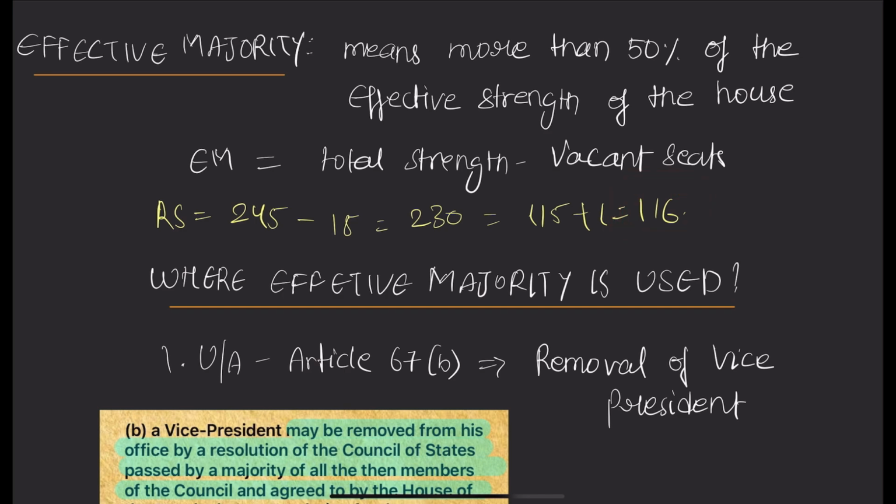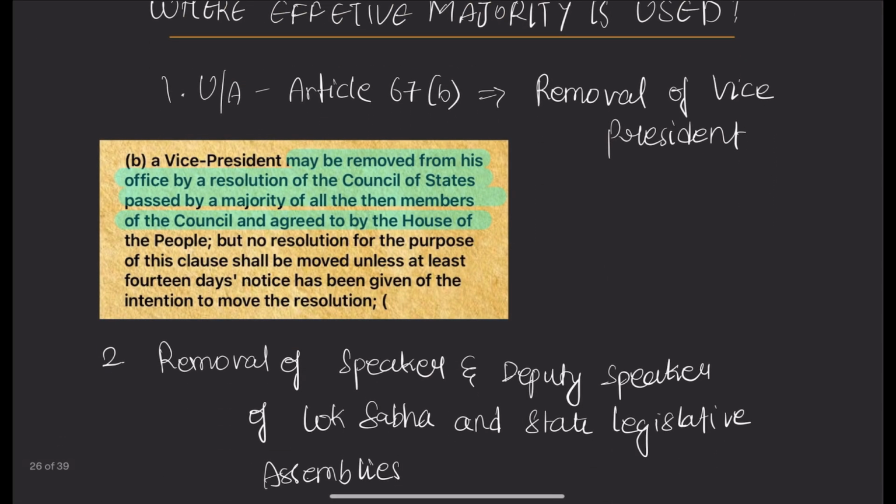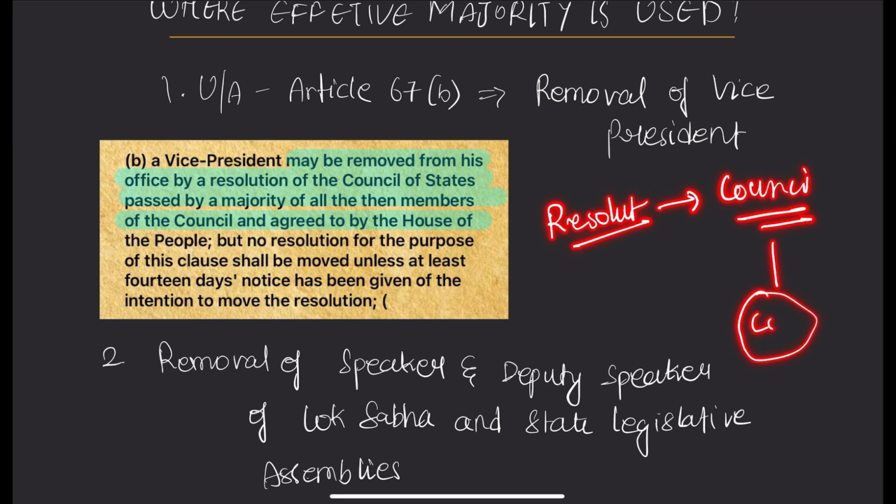Effective majority is mentioned under two articles of the Constitution. In 67 clause B, where it talks about the resolution for seeking removal of the vice president. So the resolution must arise from the Council of States. Why? Because the vice president sits in the Council of States.